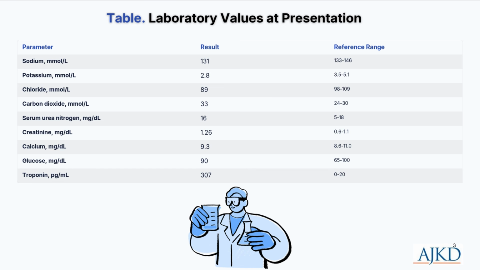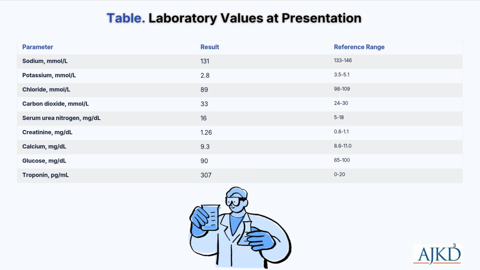Let's take a closer look at the laboratory values. The labs here are not random numbers, they are telling a very specific physiology story. Start with electrolytes. Sodium is 131, potassium is 2.8, chloride is 89. That triad of hyponatremia, hypokalemia, and hypochloremia should immediately make you think about a secondary cause of hypertension rather than a simple volume issue. And when you pair low chloride with CO2 33, you are looking straight at metabolic alkalosis, which narrows the differential even more.